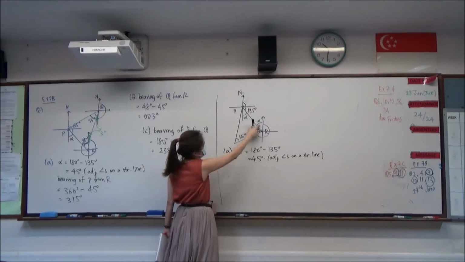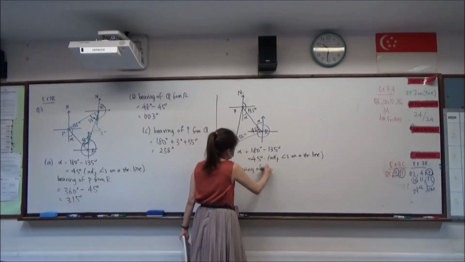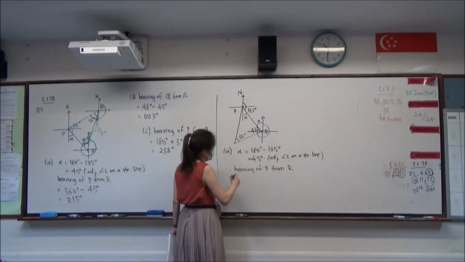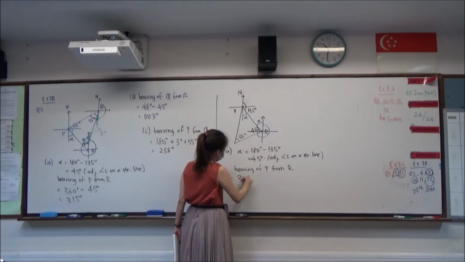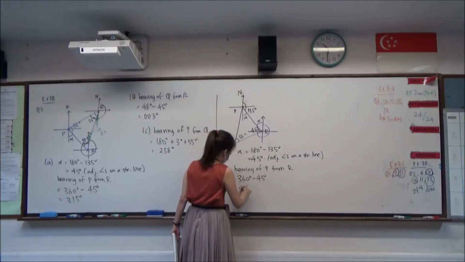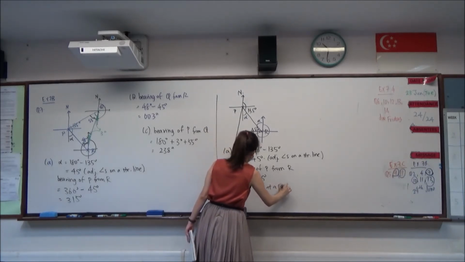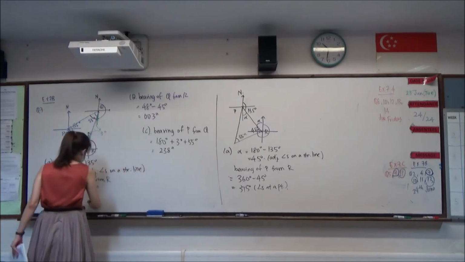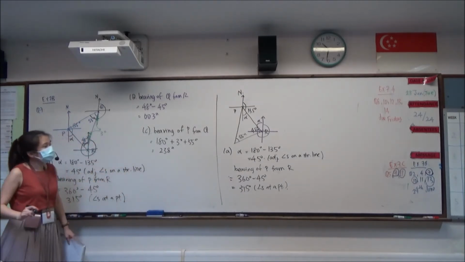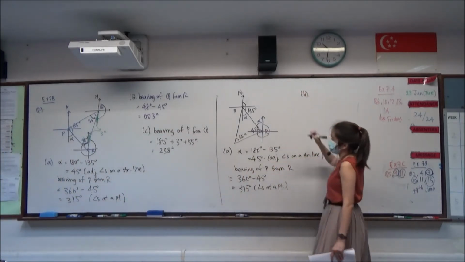So I transfer it over here, and then after that the bearing of P from R would be 360 degrees minus away 45 degrees. So actually the work is exactly the same. This is angle 7 point. Okay, then after that for part B and C, that is where there are differences.